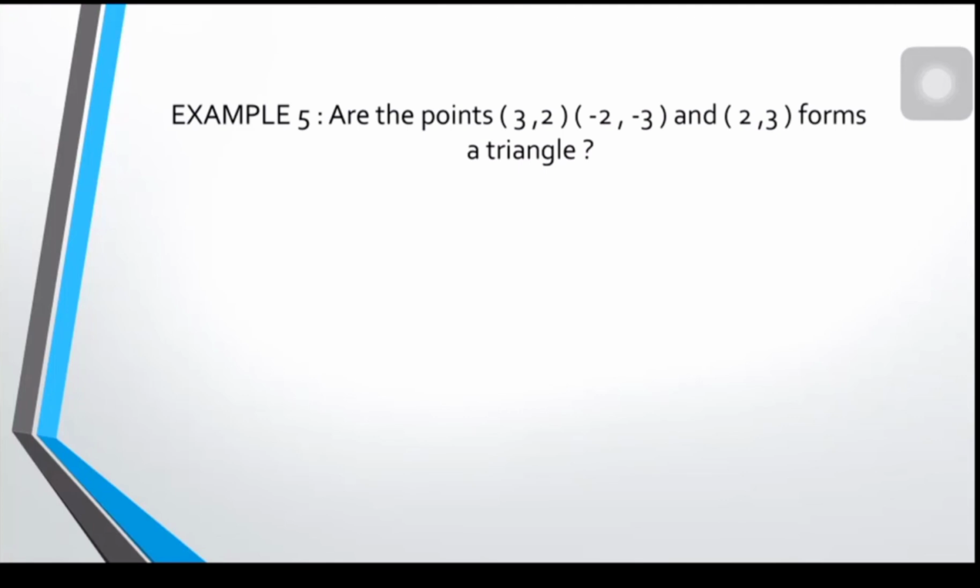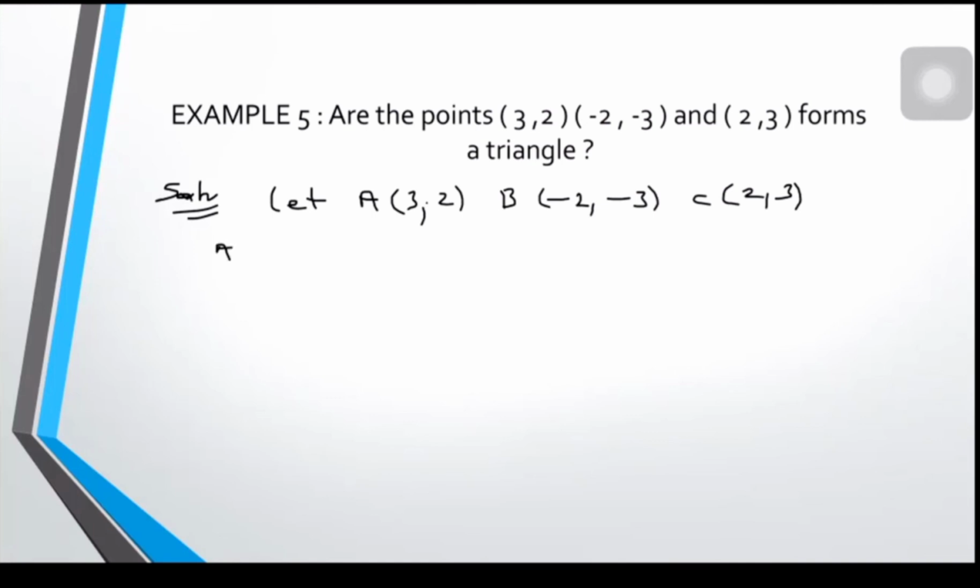Now example 5. Do the points (3, 2), (minus 2, minus 3) and (2, 3) form a triangle? Let A (3, 2), B (minus 2, minus 3), C (2, 3) be the points. Now let us apply the distance formula to find the distances AB, BC, CA.